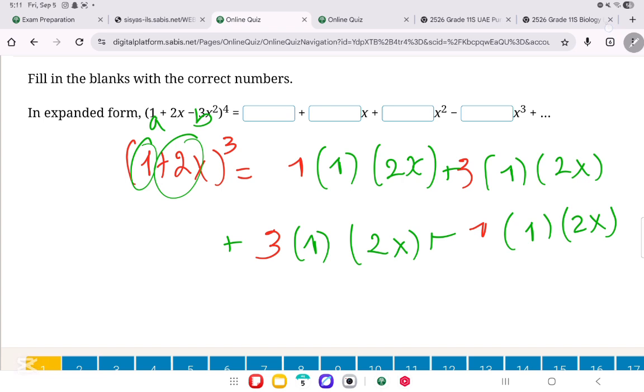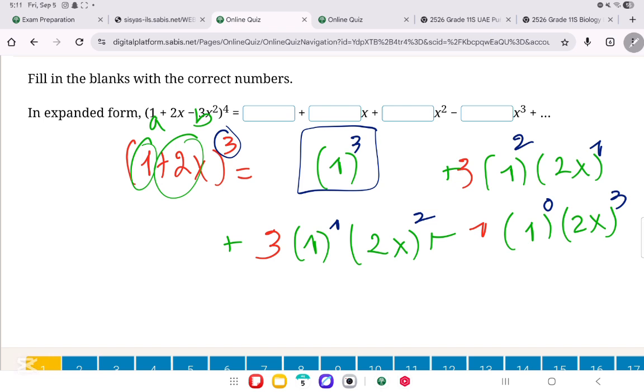Perfect. Now again, our exponent is 3, so we start from 3 for the A and we descend: 3, then 2, then 1, then 0. Whereas for the B, we do the opposite. We start from 0 and we increase until we reach n: 0, 1, 2, and 3. Now, you cancel out anything that's to the power of 0, and that is 1. This one, we keep it because it's added, not multiplied.